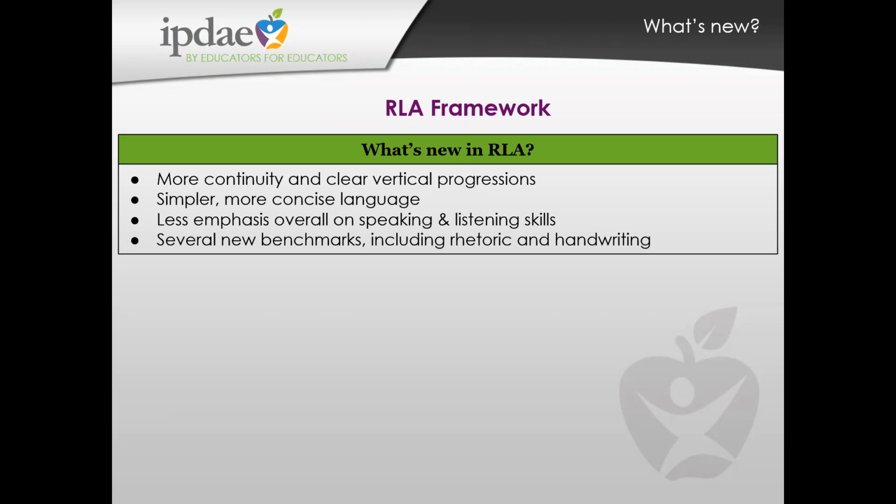And lastly, there are a couple of new benchmarks. Not very many, but you will see rhetoric, which wasn't previously introduced in CCRs until level E. It is now introduced in level D, which is equivalent to NRS level 4, and then handwriting as well.